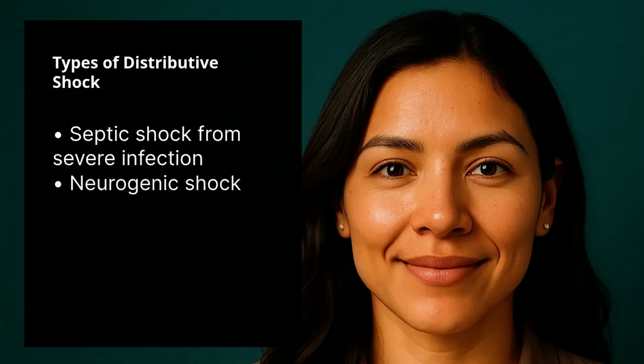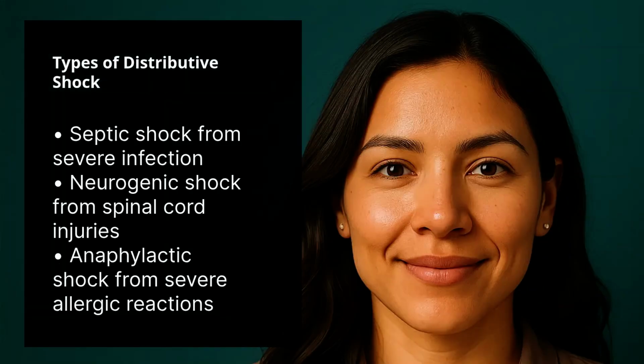Distributive shock presents differently from other types. In this case, the primary problem is inappropriate vasodilation, leading to blood pooling and inadequate tissue perfusion. This includes septic shock from severe infection, neurogenic shock from spinal cord injuries, and anaphylactic shock from severe allergic reactions. The common thread is the body's vessels becoming too dilated to maintain adequate blood pressure.